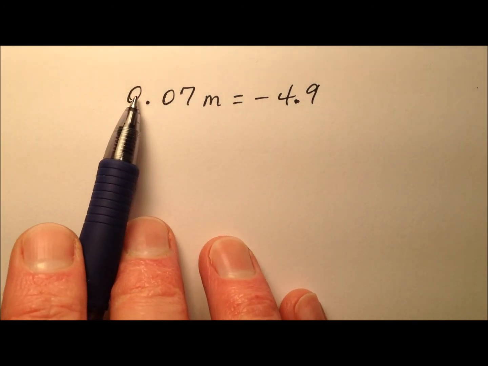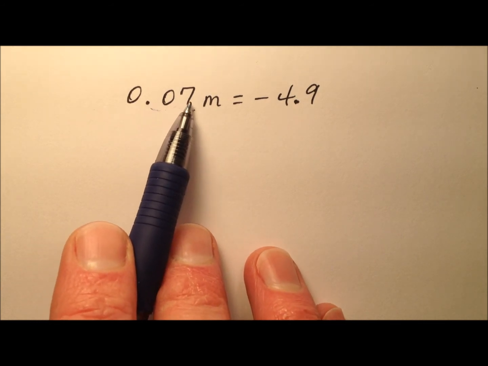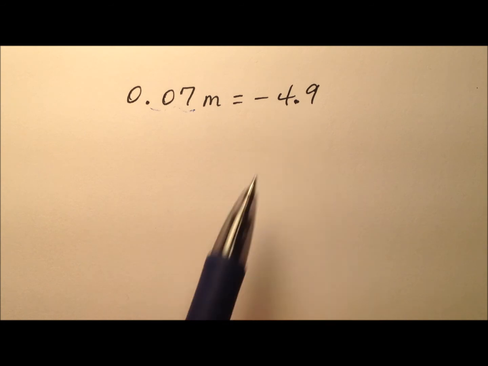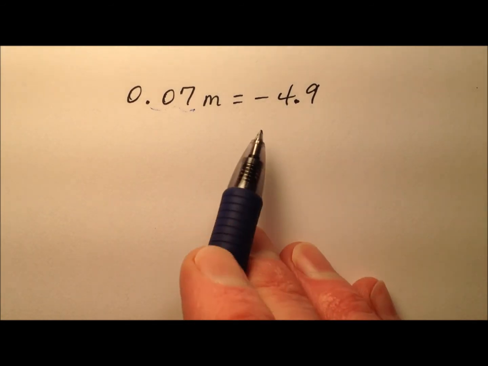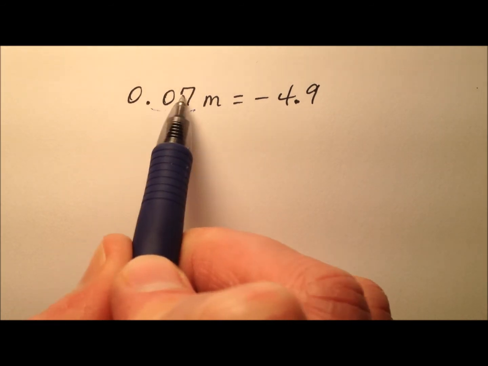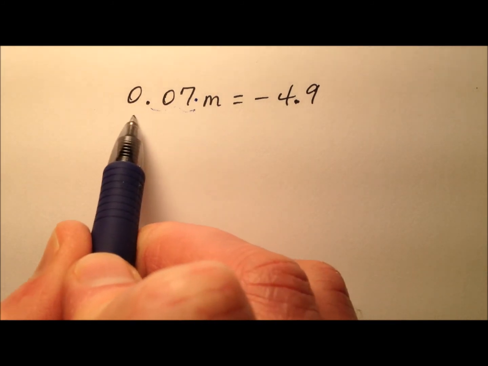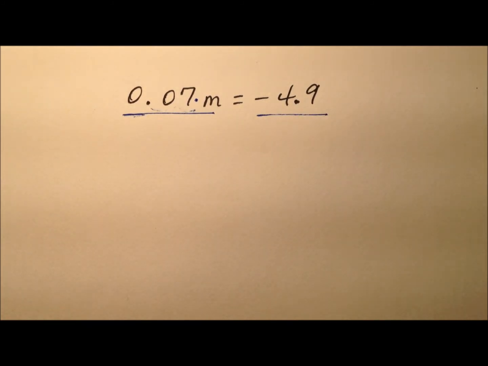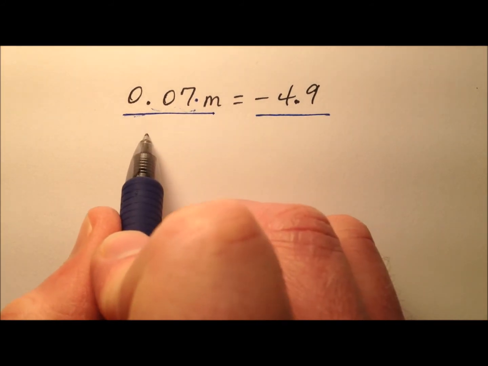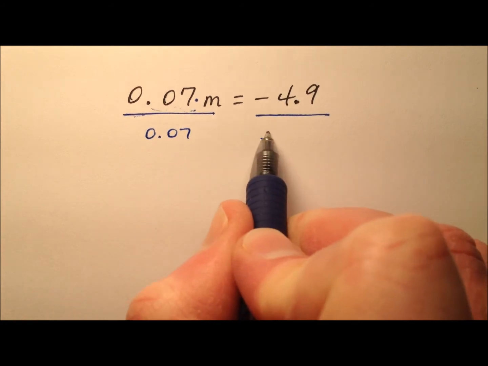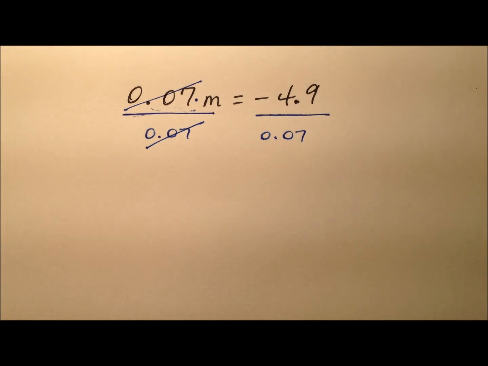So it looks like we have 0.07 times m, or if you want to read it in proper form, it's 7/100 m equals negative 4.9, or negative 4 9/10. Okay, so once again we see that this coefficient here is being multiplied by my variable. So in order to undo this multiplication, the inverse operation will be division. So we're going to divide both sides of this equation by 0.07. Of course, on the left side, that's easy because they'll just cancel out.